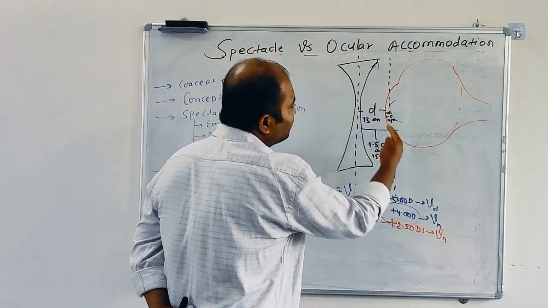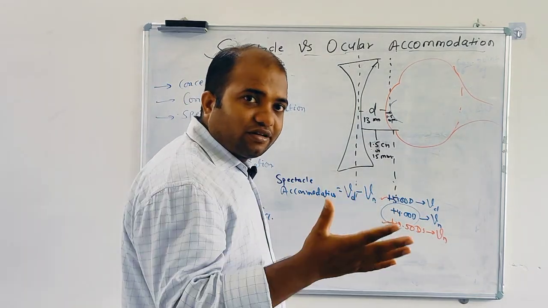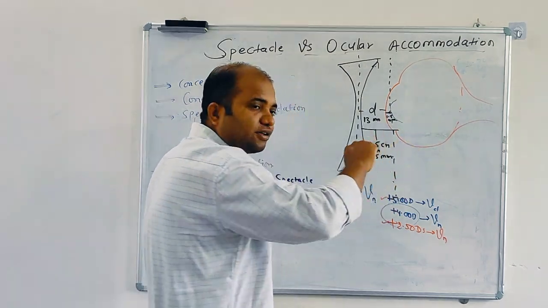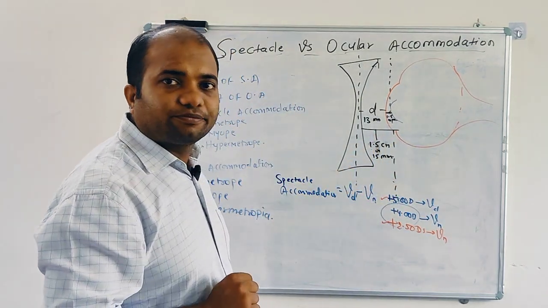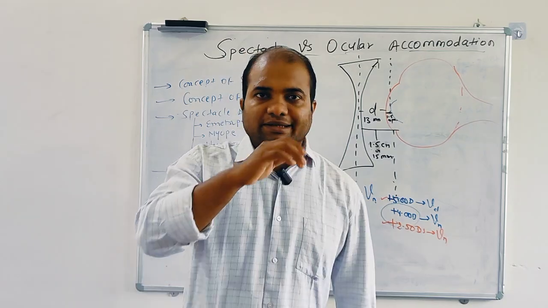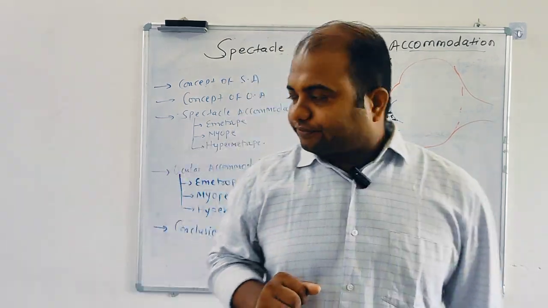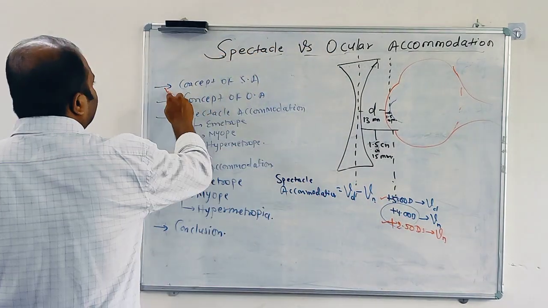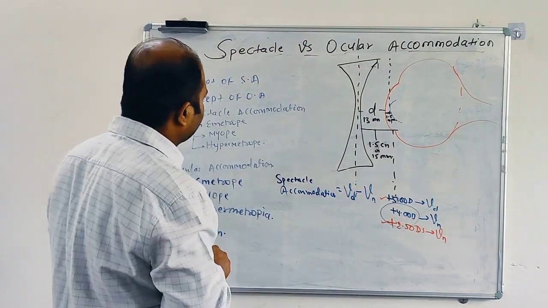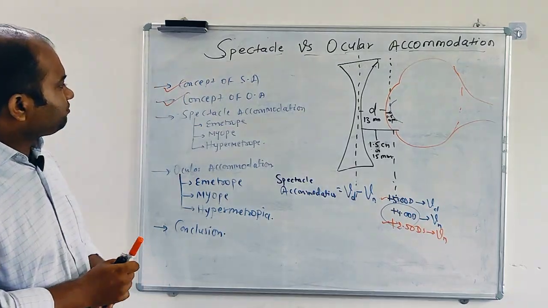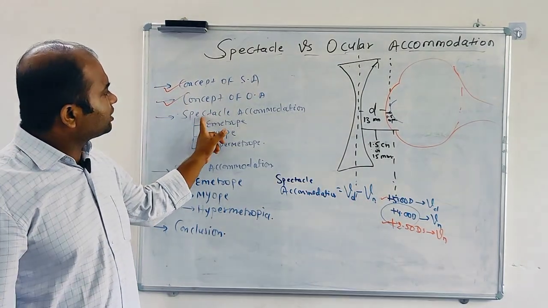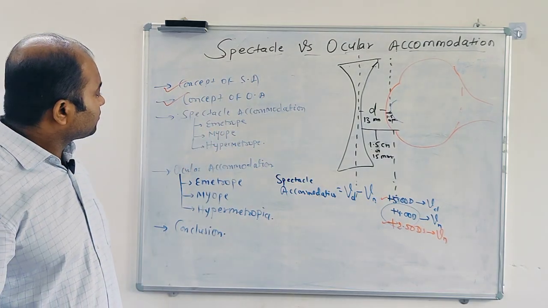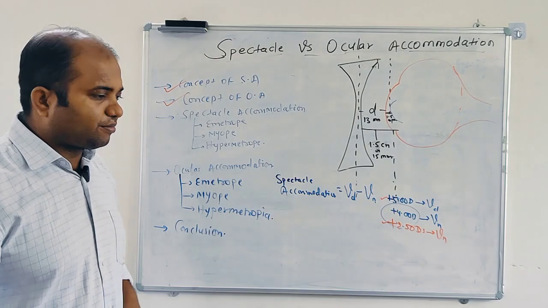Based on this parameter, the ocular plane Vergence changes, and this accommodation will change. The lens will accommodate or relax. Now you tell me, we have built a concept on spectacle accommodation and ocular accommodation. Let's see spectacle accommodation in emmetrope, and then we will go for myope and hypermetrope, right?